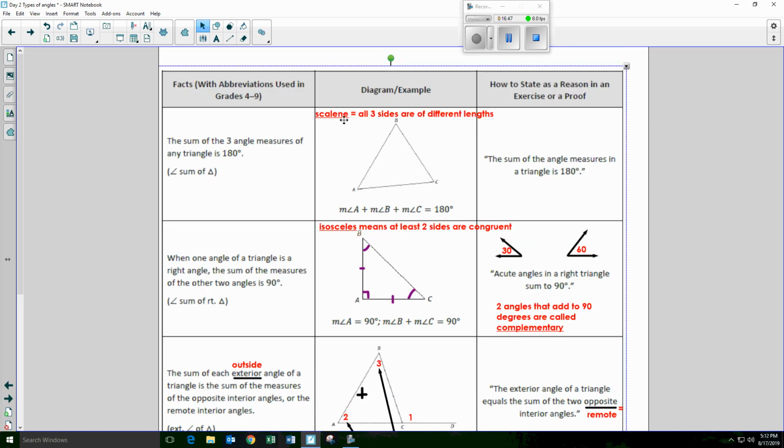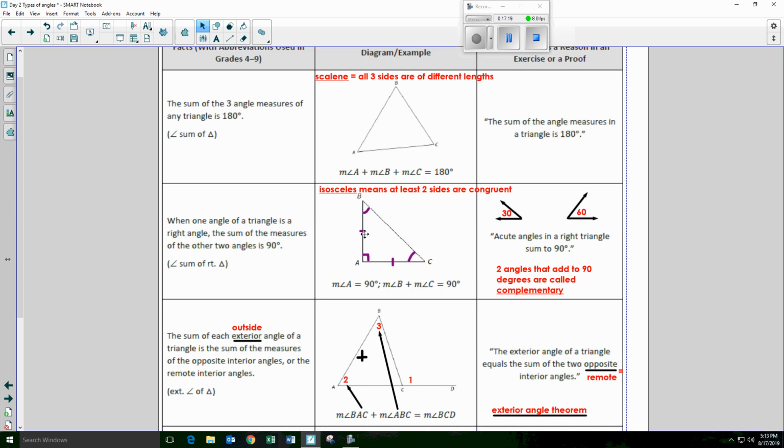Okay, now we get to another set of types of angles here. It says the sum of the three angle measures of any triangle is 180 degrees. So A plus B plus C is 180 degrees. You should already know that. Now let's say, and we're going to go ahead and assume, let's say all three of these sides were not the same. You should remember this also from middle school. That's called scalene. All three sides are different lengths.